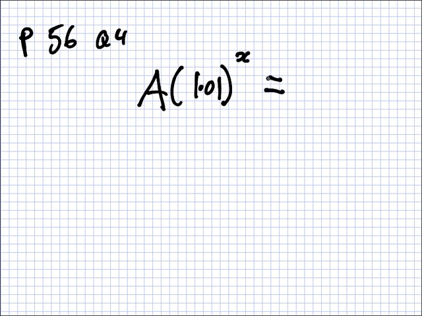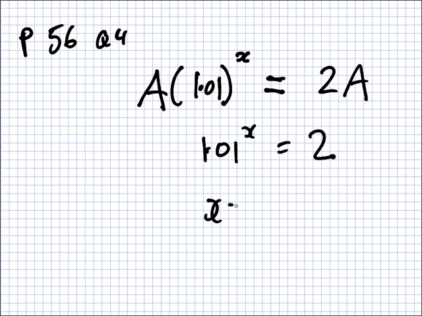Right, we want to know how long until she doubles her money. So if she starts with A, we want to know when this will equal 2A. And what can I cancel on the left and the right? So I'm left with this. And how do I find X? Log base 1.01 of 2, which will equal 70.